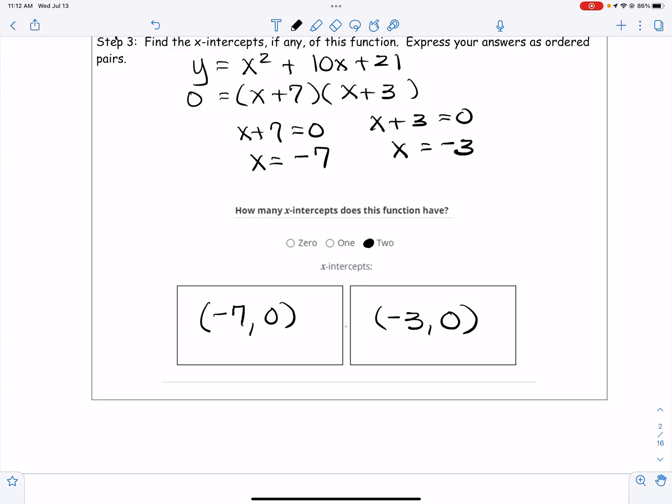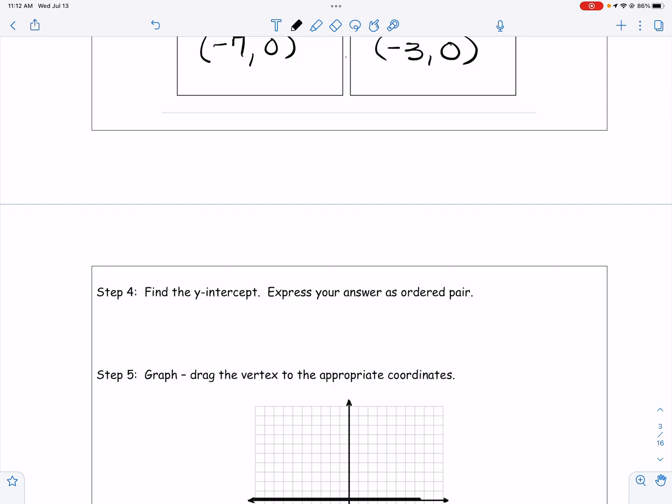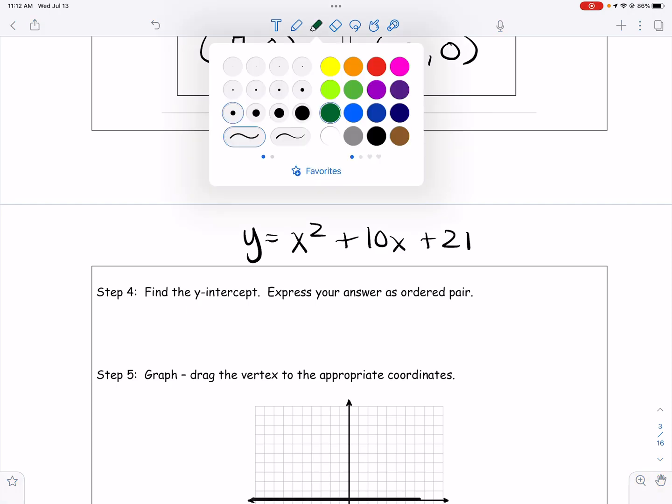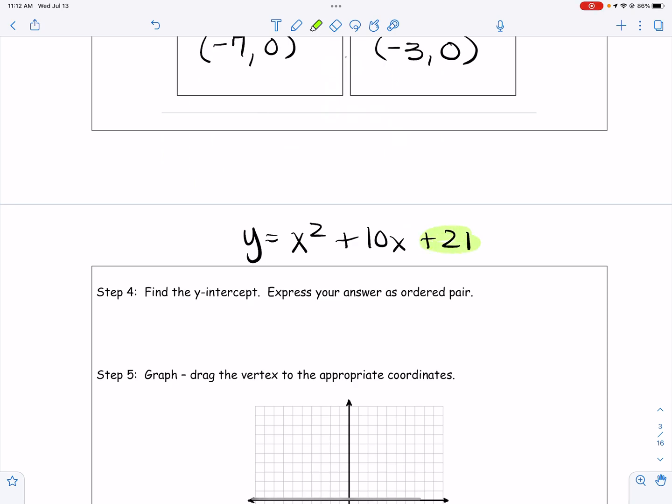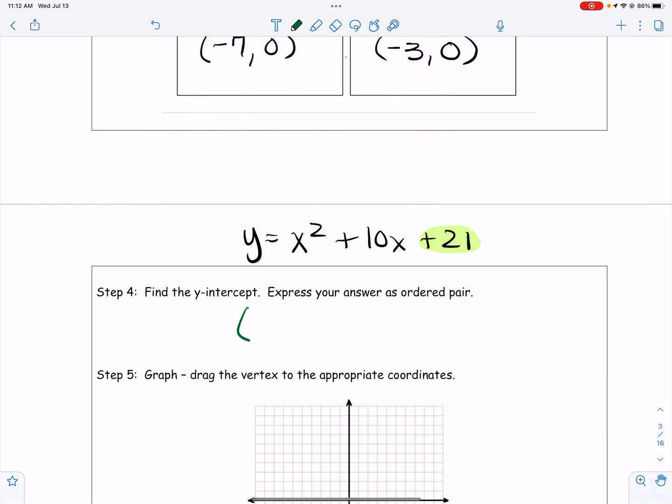And so now we're going to find the y-intercept. Here's the original equation, y equals x squared plus 10x plus 21. The y-intercept is always going to be the constant. So you would write 0 as your x-coordinate, and your y-coordinate would be 21.